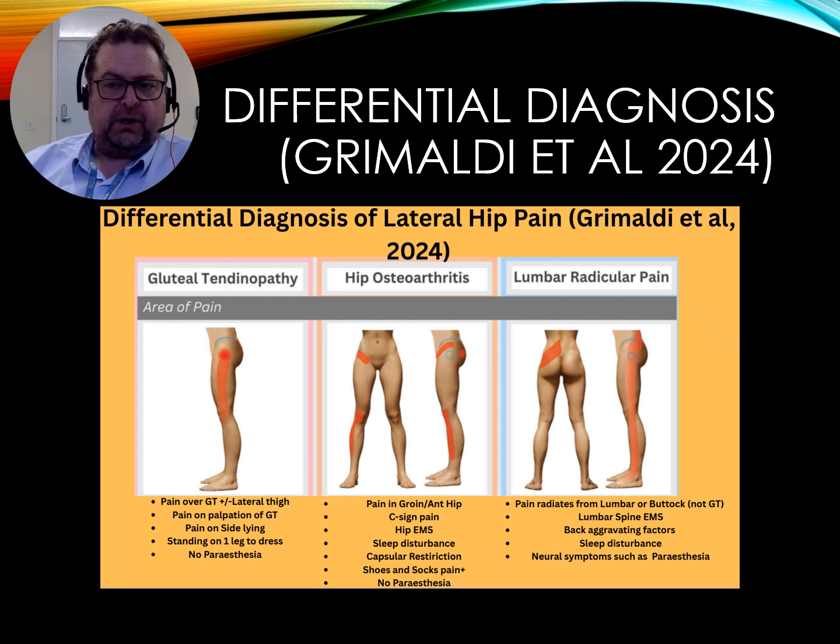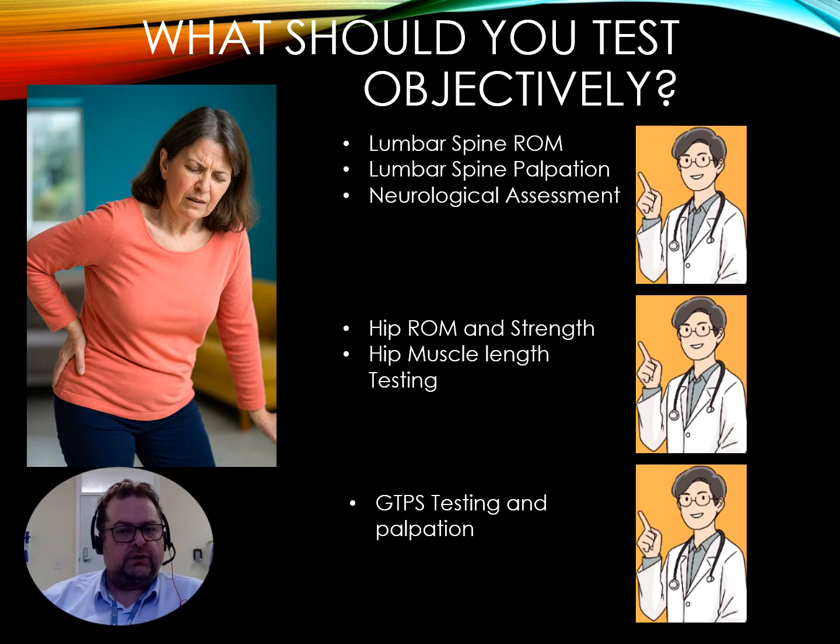This is a good study by Grimaldi, which you can have a look at in your own time. So what should we test when we have our patient with lateral hip pain? Generally, most assessments would include lumbar spine range of movement, palpation, your neurological assessment, so your myotomes, dermatomes, reflexes, straight leg raise, hip range of movement and strength, hip muscle length testing, GTPS testing and palpation, and that will help us then start to differentiate.